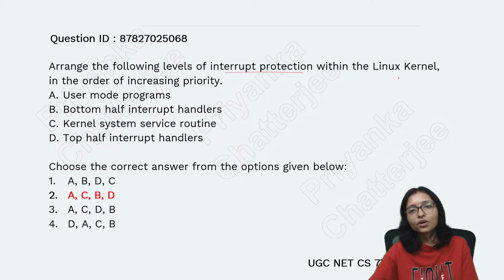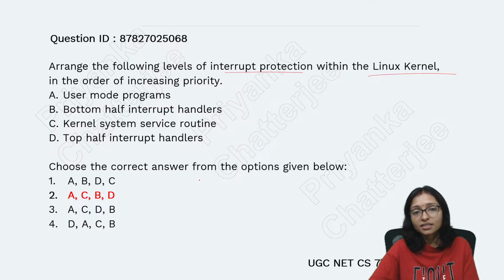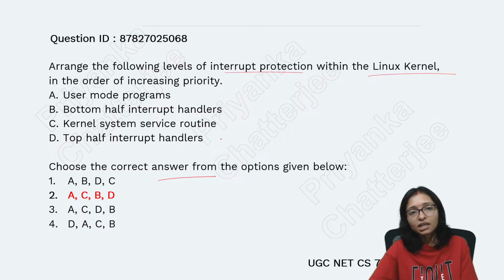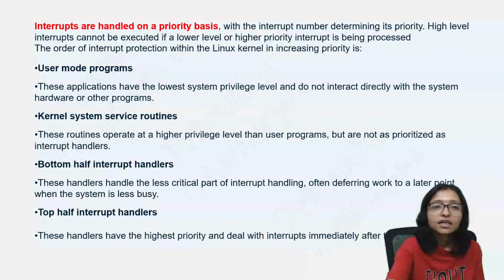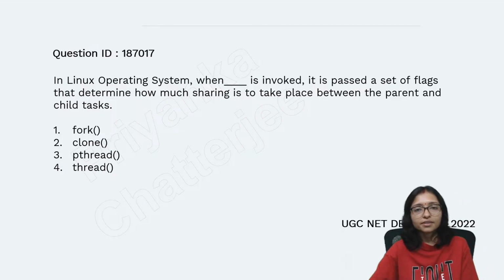So here, for interrupt protection, what is the correct answer? Increasing priority, it is asking. So increasing means here it is low to high. Low priority is always user mode. That's why user mode is the starting one. You can eliminate it directly. And always high priority is the top half. Top half is the high priority. So this is the last one. So from the starting and ending only you can get the answer. Okay, now do this.